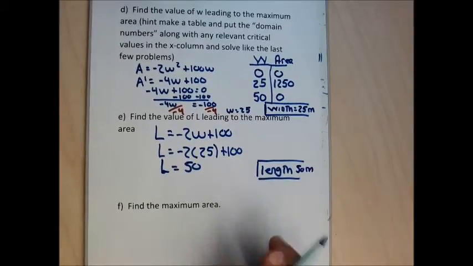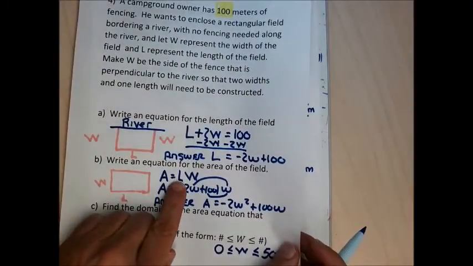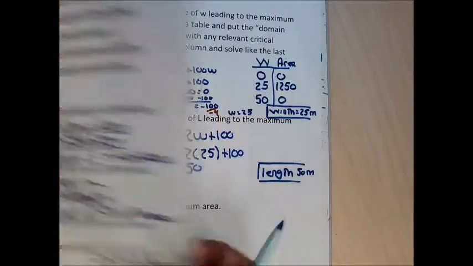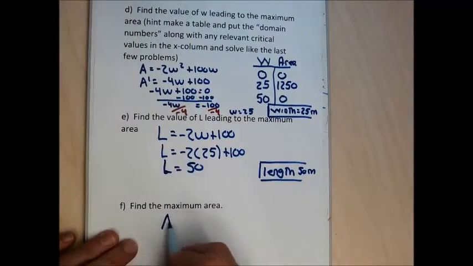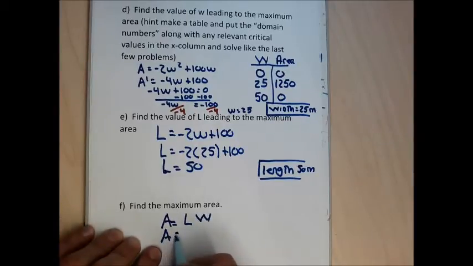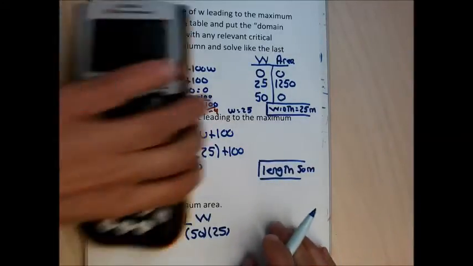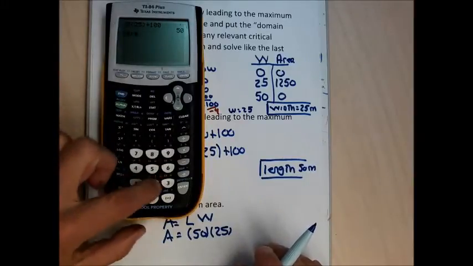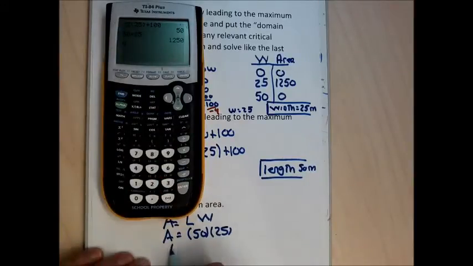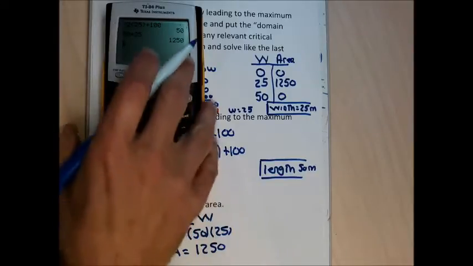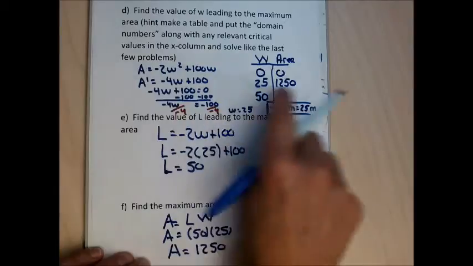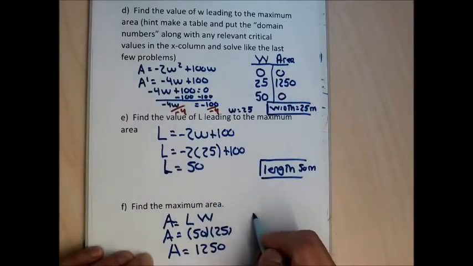And part F wants me to do the area. One way to do the area is just use the length times width formula. The maximum area is going to be the length times the width. In this problem, the length is 50 meters. The width is 25 meters. And if on my calculator I do 50 times 25, I get 1,250 for the maximum area. And the units for the area are going to be square meters. I already had that number there, but I pretended I didn't know that.